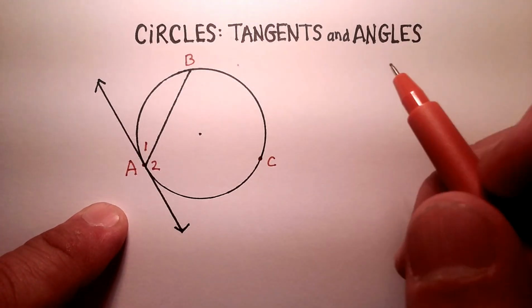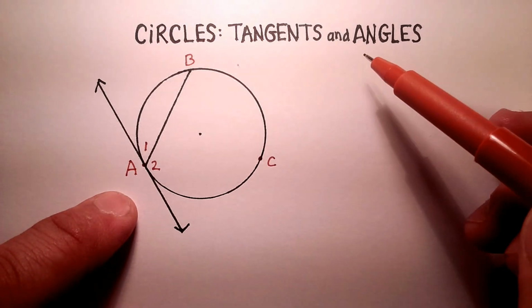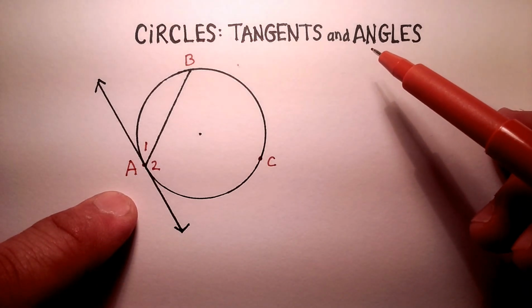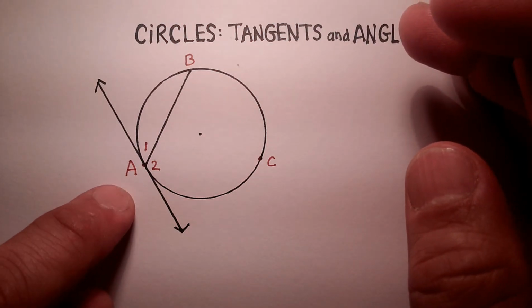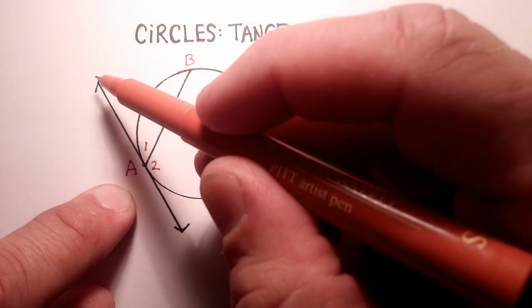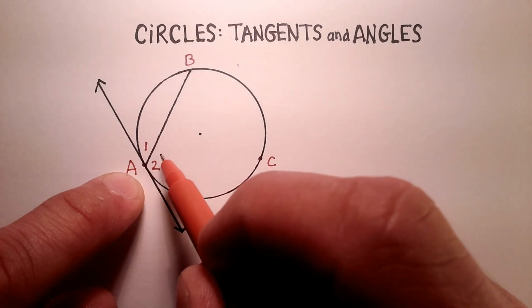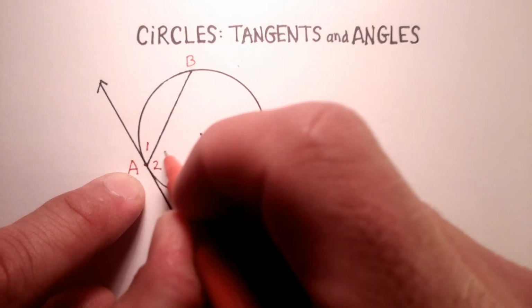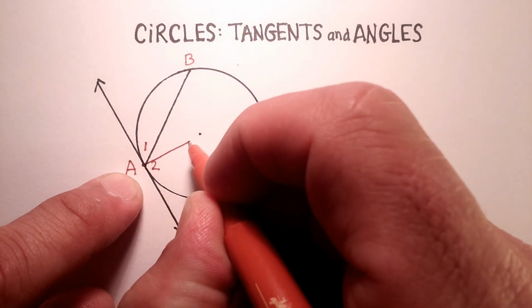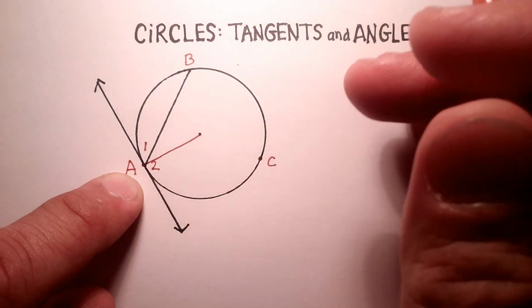Okay, in this video, we're going to go over a couple other relationships that exist between tangents and angles. You remember that one of the basic rules for tangents and circles is that the tangent forms a 90-degree angle with the radius, right? So here, for example, would be the radius to point P. So this would be like, for example, a 90-degree angle, right?